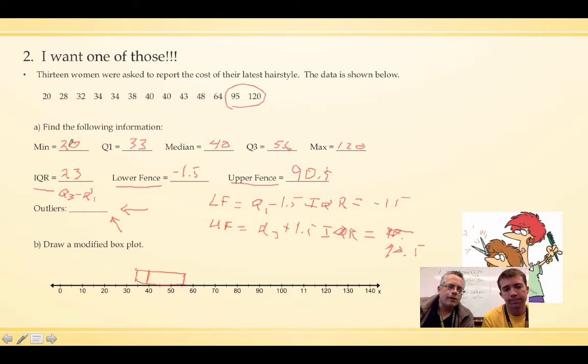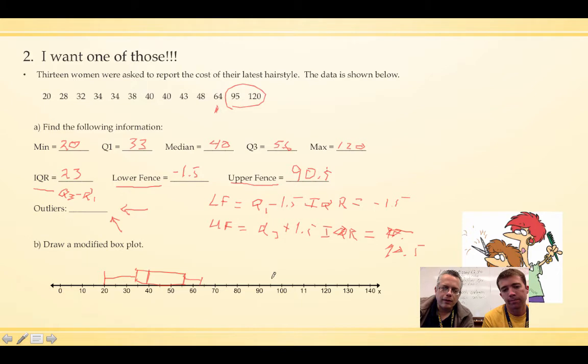There are no outliers on the left, so this is going to go down to 20 like it usually does. So we're drawing a whisker down to 20. The right side, this is new. We're going to draw the whisker up to the highest value that's not an outlier. So that would be 64. And then we're going to mark the outliers. So we use an asterisk.